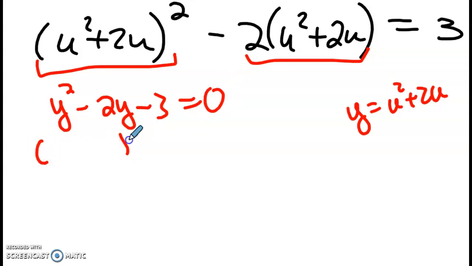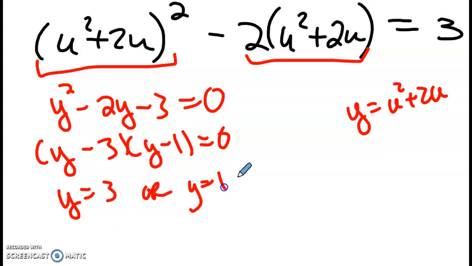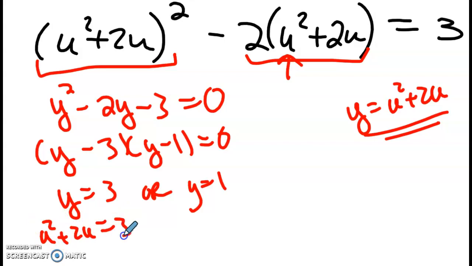I'll factor that. I can see that that's going to factor nicely. Y minus 3 and y plus 1. So I get that y is either 3 or -1. Well, y wasn't the original variable in the problem. It was u. So now I'll back substitute. Instead of y equals 3, I'll say u squared plus 2u equals 3. Instead of y equals -1, I'll say u squared plus 2u equals -1.